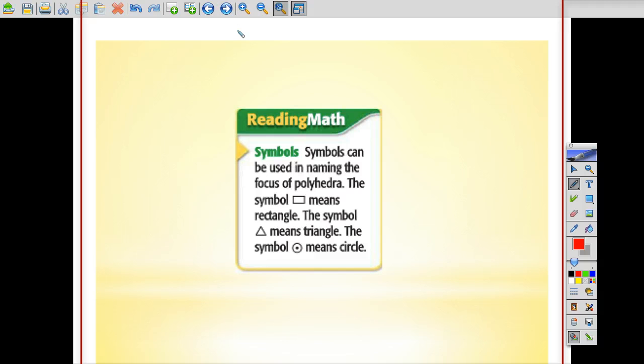Reading math. Symbols can be used in naming the faces of polyhedra. This symbol looks like a rectangle, so you read it as rectangle. This looks like a triangle, so you read it as triangle. And the circle with a dot in the middle, you read as circle.